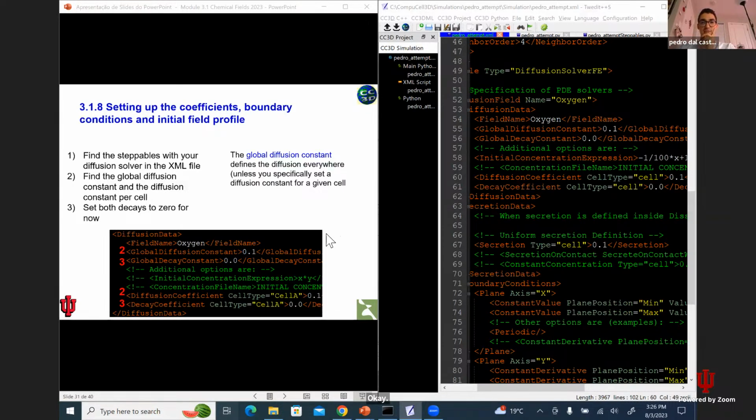Yes, I reached the boundary once again. Okay, so then do this first. Set global decay constant and decay coefficient both to 0. Okay.